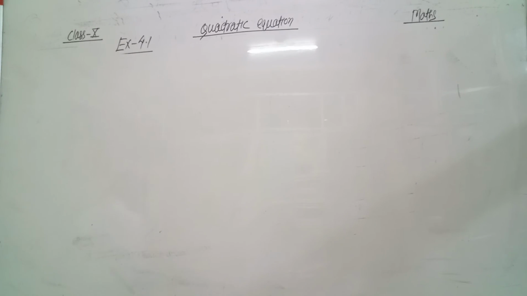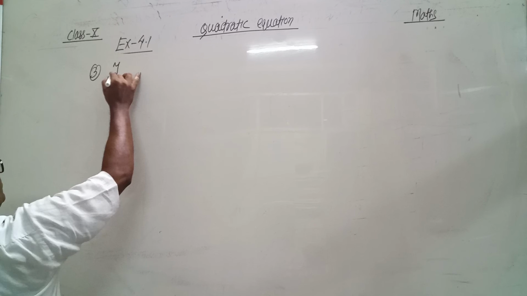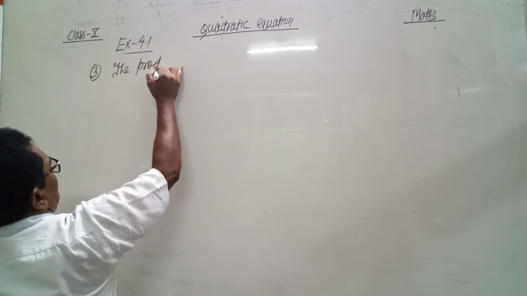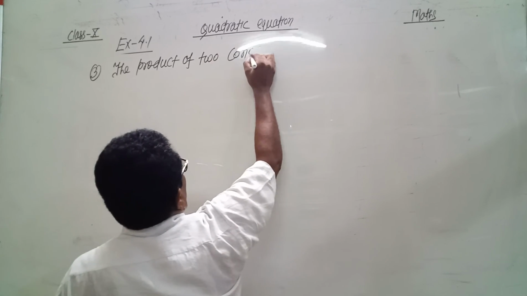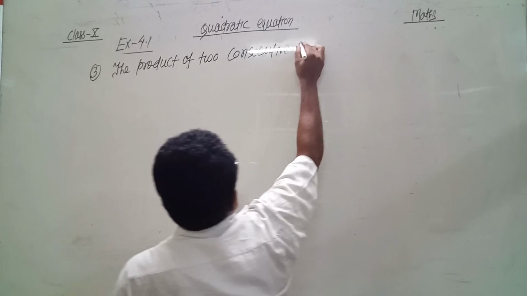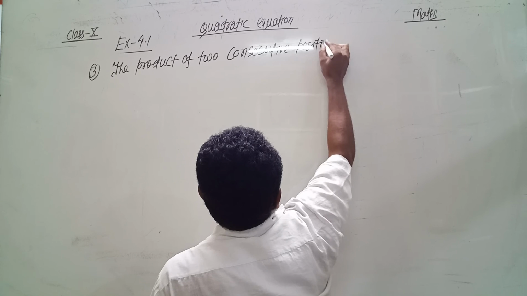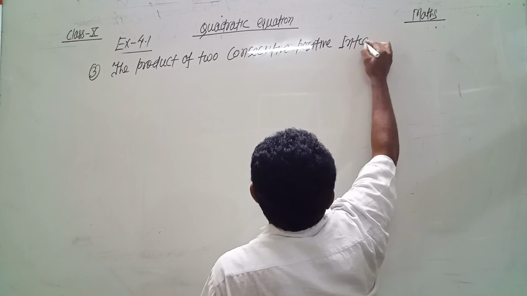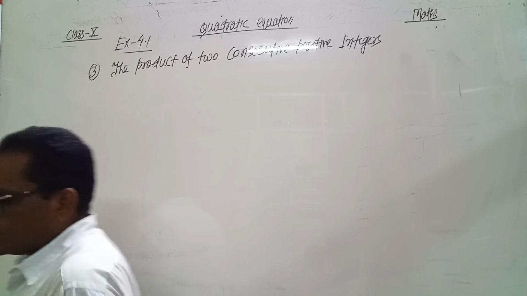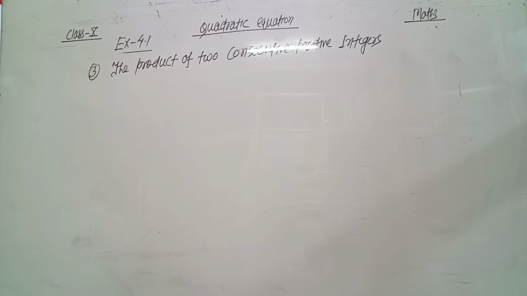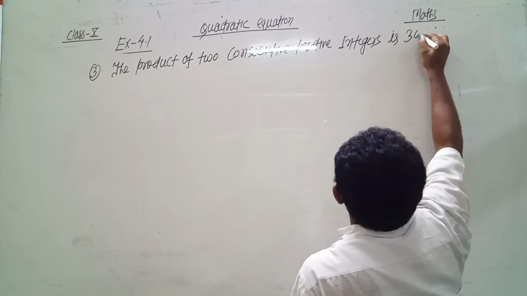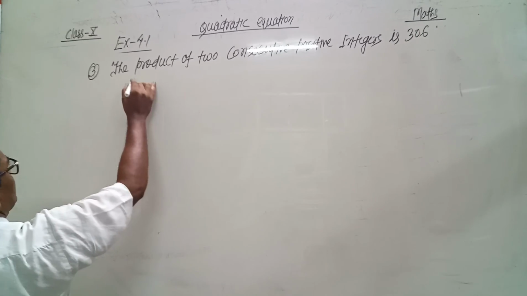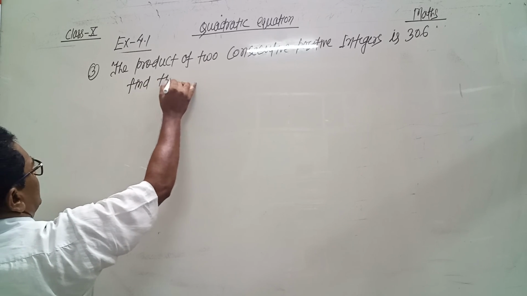Question number 3. The product of two consecutive positive integers is 306. Find the integers.